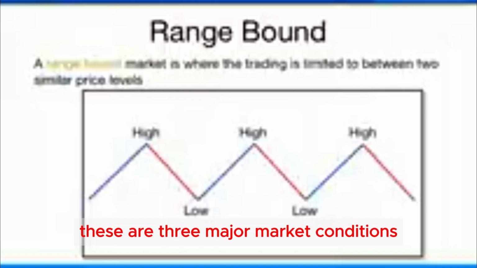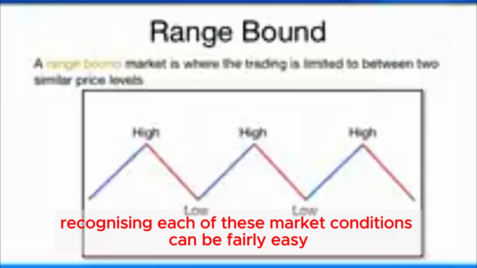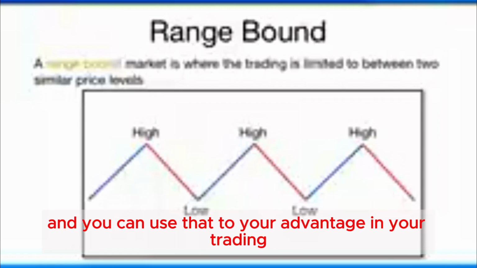These are our three major market conditions: an uptrend, a downtrend, and a range-bound market. And as you can see, recognizing each of these market conditions can be fairly easy, and you can use that to your advantage in your trading.